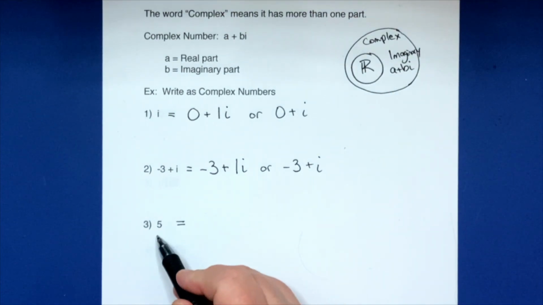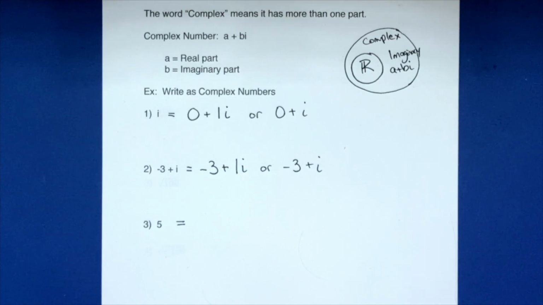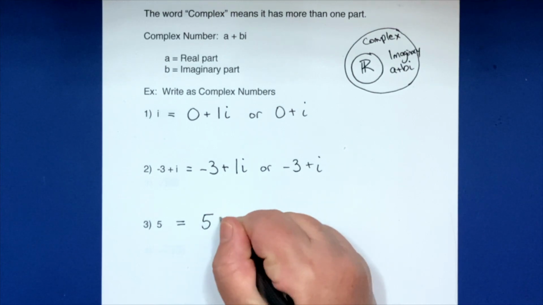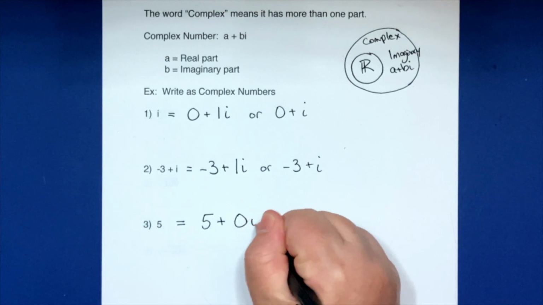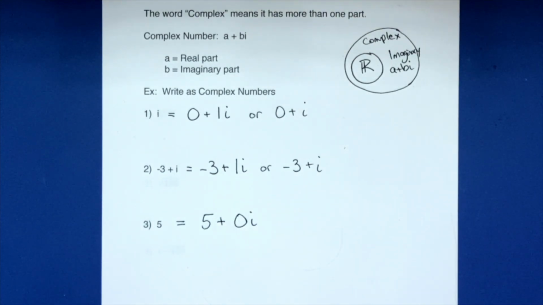So you can take a number like 5, which is actually not even just real. That's an integer, that's a rational number, that's a whole number. It's a natural number. But we can write it as a complex number just by saying it's 5 plus 0i. So there's no imaginary part. And so that's how we can take this set of real numbers and expand it into the concept of complex numbers.